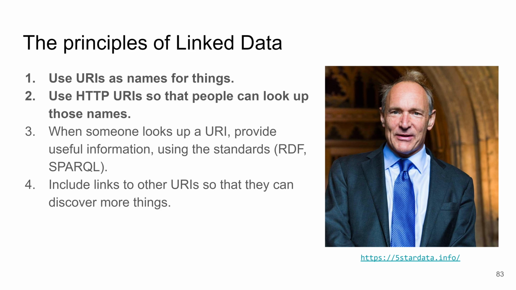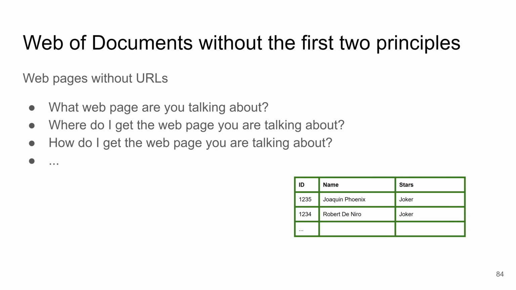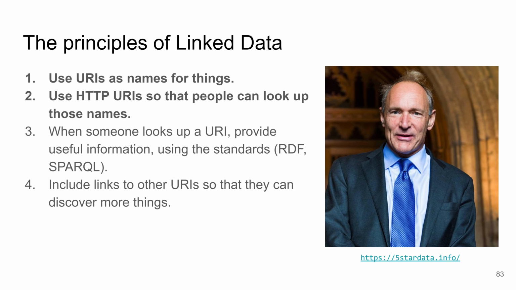The linked data principles are four basic principles that are parallel to those that the web of documents is built on. And I will now illustrate the four principles on examples and why they are crucial and necessary. So, right, the first two principles are: use URIs as names for things, and use HTTP URIs so that people can look up those names.